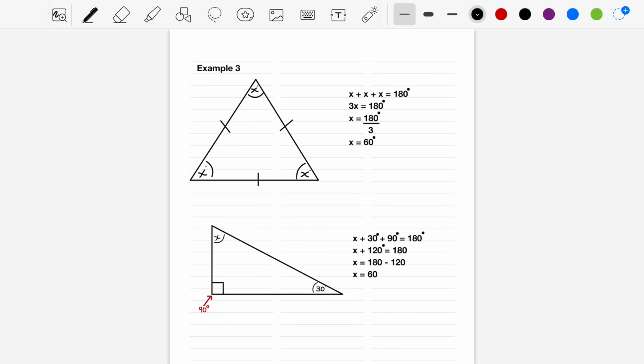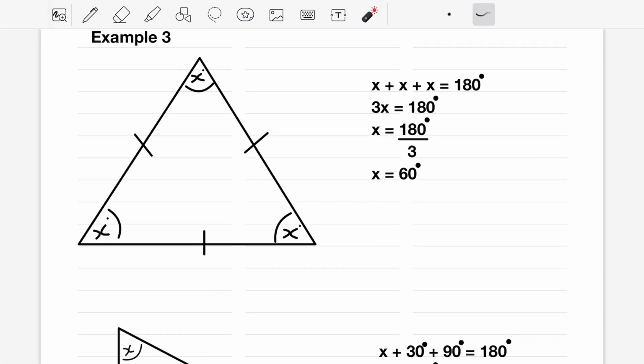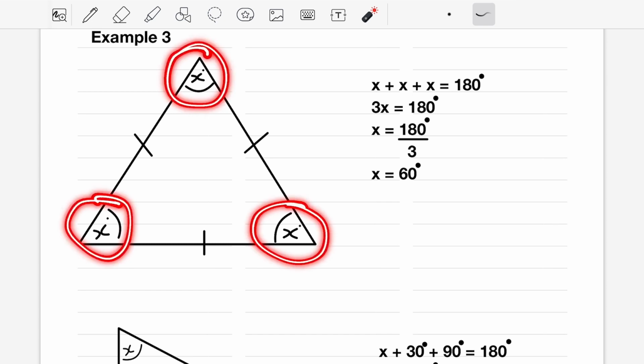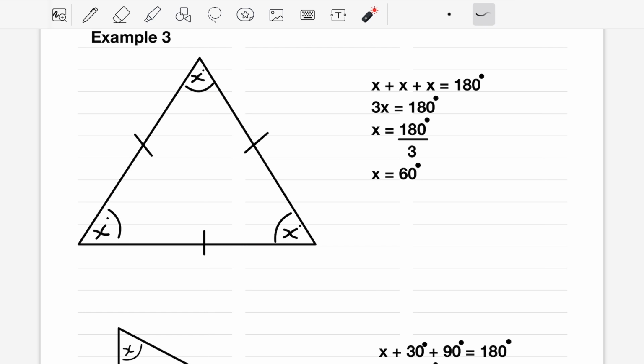Next, example 3. The three angles are equal because they are labeled the same with the same letter. Also, there are dashes on three sides which indicate the three sides are equal. So they all add up to 180 degrees. So if we divide 180 by 3, we will get 60, which is the size of each of the angles.